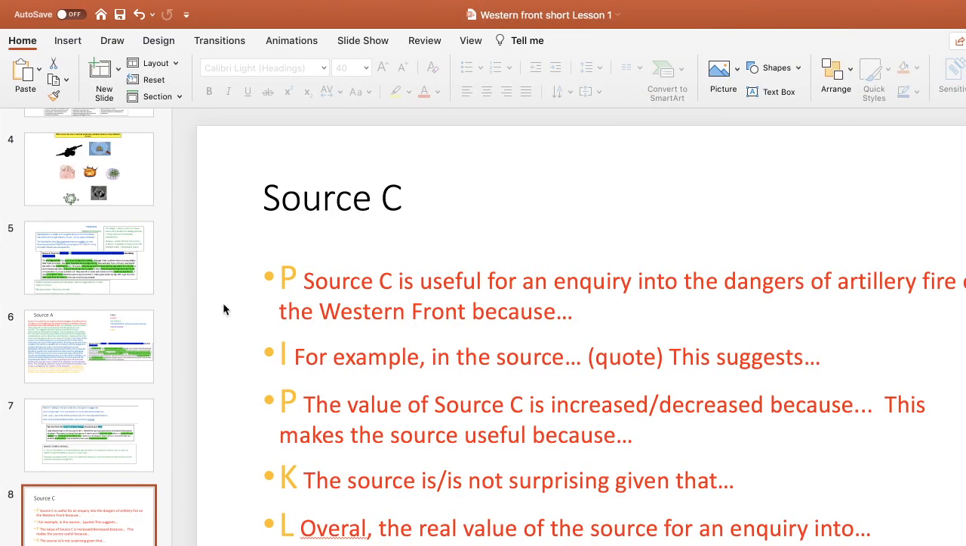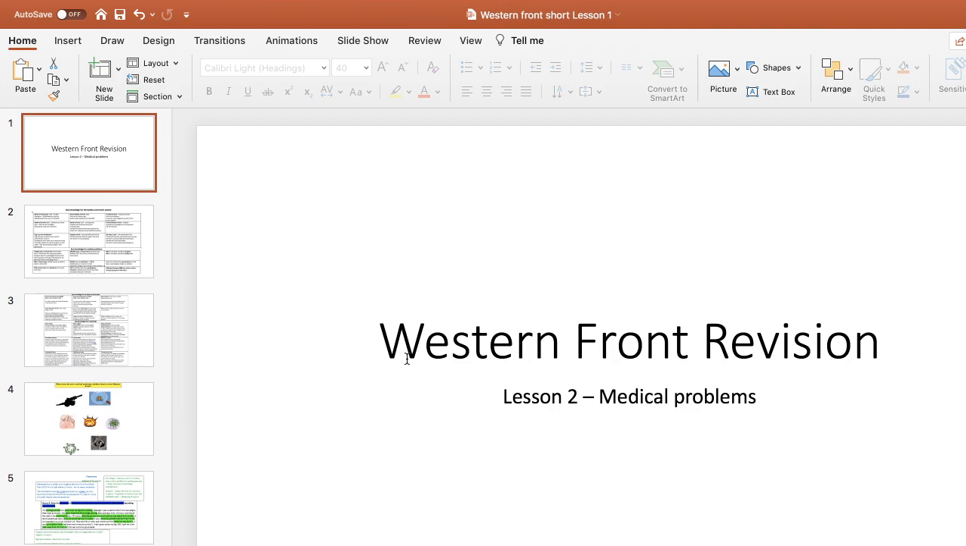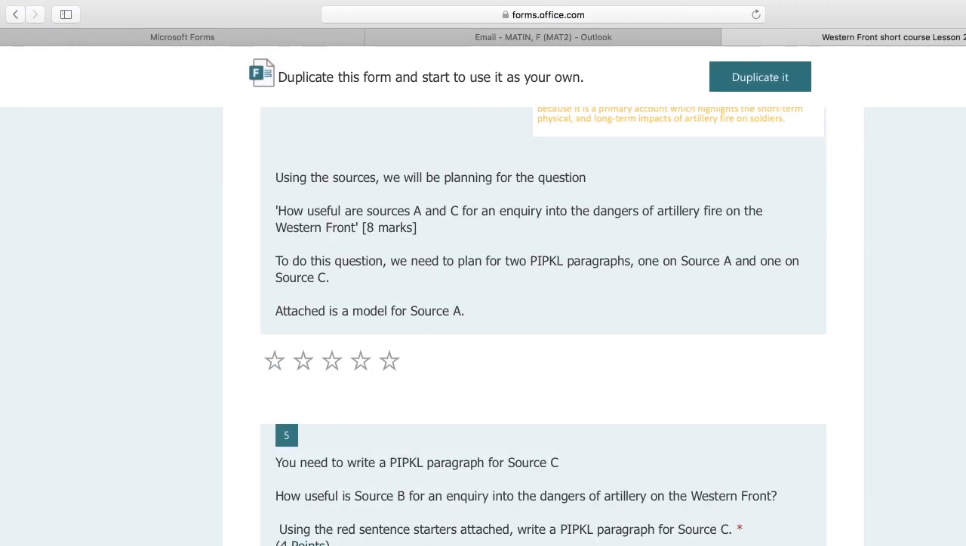Today we're looking at our second lesson of our Western Front revision refresher course. Today we're looking at medical problems and it's going to be in the exact same format as last time on forms. So I'm just going to go over to the form section.